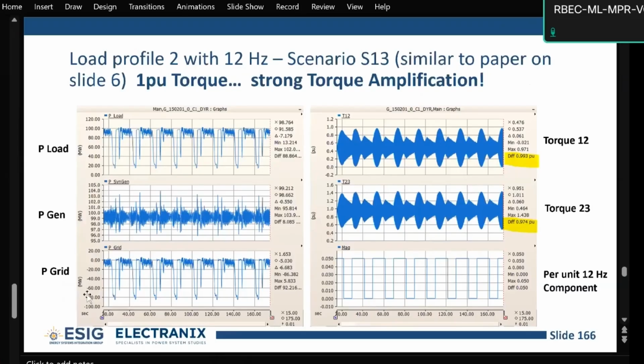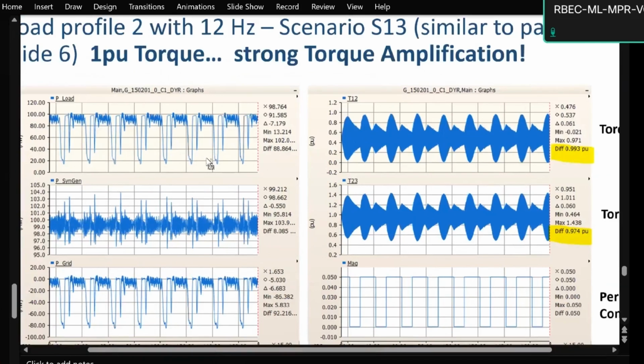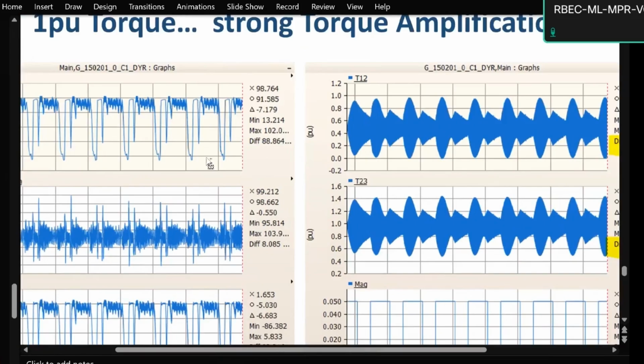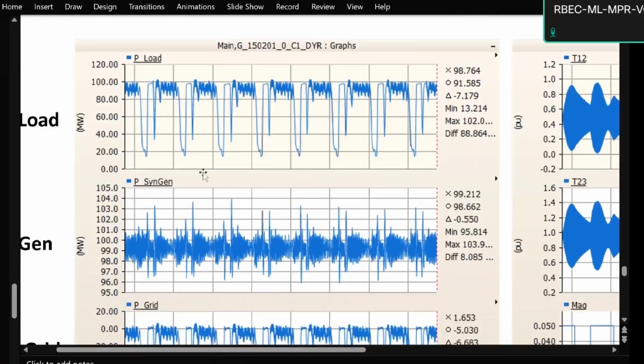If you look on the top left-hand side, you can see this load profile that we talked about. This is a reproduction of a published load profile with one small change. We've added a 5% 12 hertz oscillation only on the uptime, the high load period. That's right at a torsional mode, as a test signal.